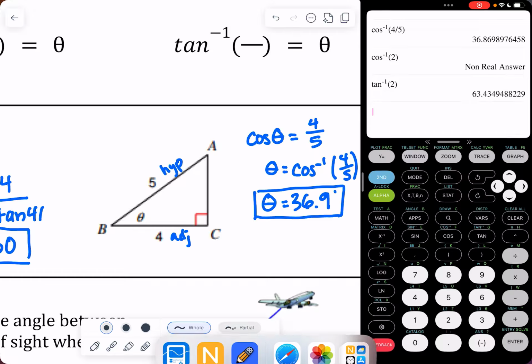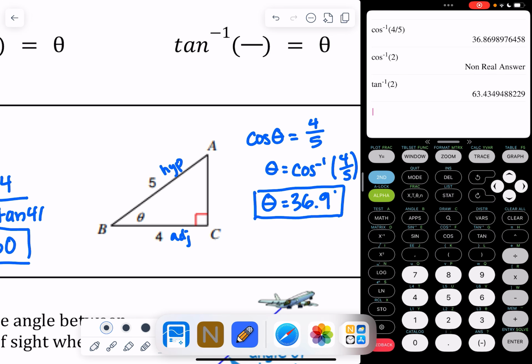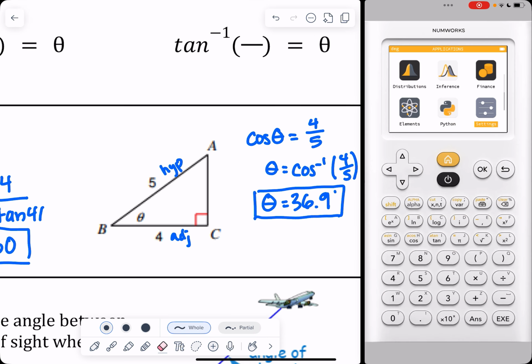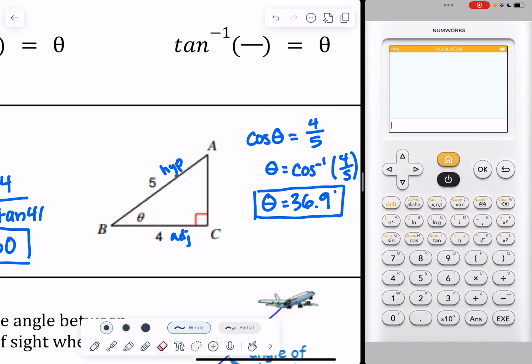Just a note, if you are using a NumWorks calculator, when you do the inverse trig functions, so cosine inverse, for example, it's going to say arc cosine. That means the same thing as cosine inverse. So arc cosine of 4/5 gets us the same exact thing that we got in the TI.